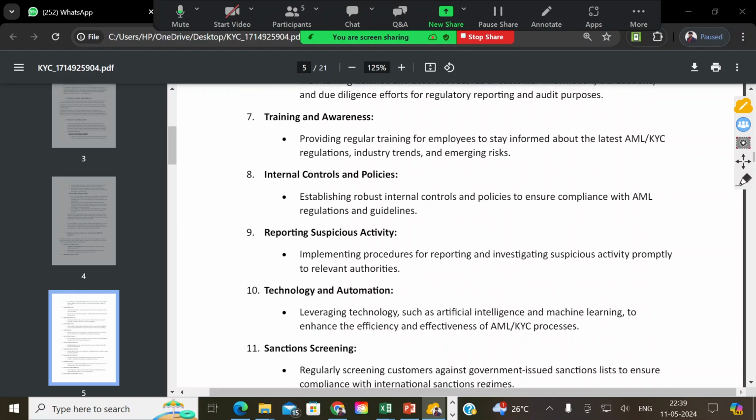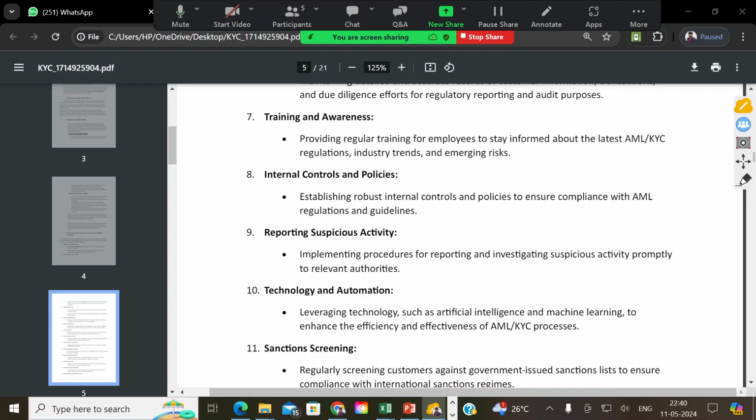Reporting suspicious activities: implement procedures for reporting or investigating suspicious activities promptly. If you see any suspicious activity, you can highlight that to your managers or senior persons, mark it as a red flag so that they can cross verify it quickly. All right.